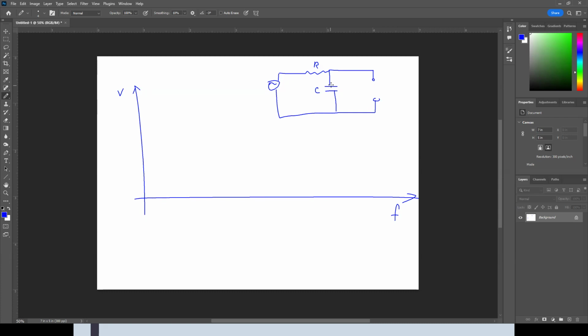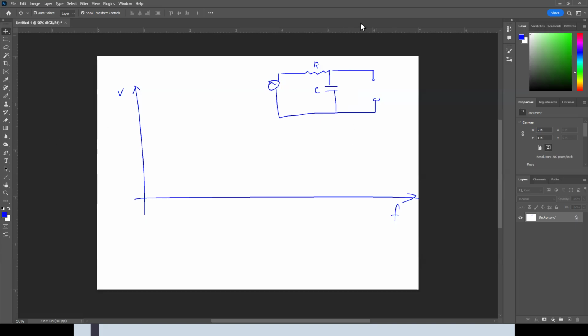Of course, the capacitor conducts high frequency. The higher the frequency, the easier the capacitor conducts it. So the higher frequencies are going to be dumped into the ground here, not passed through. And the lower frequencies are going to get through better than the higher frequencies. So that's why this thing is called a low pass filter.